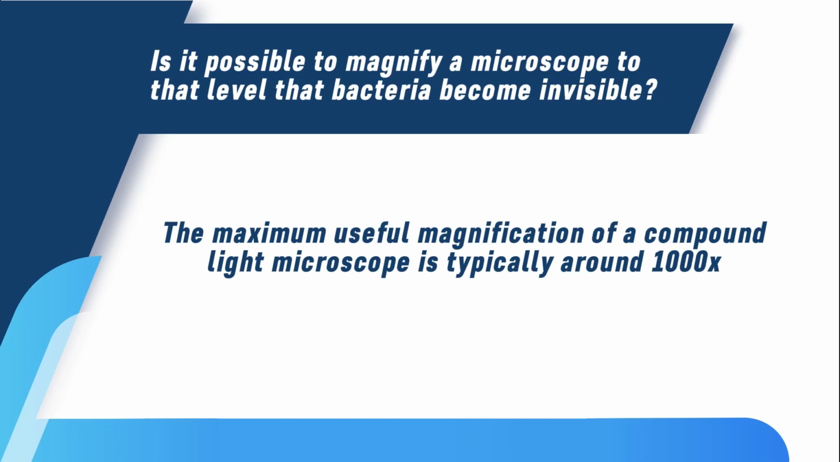To overcome this limitation and observe bacteria at higher magnifications, electron microscopy techniques are employed. Electron microscopes use a beam of electrons instead of light, allowing for much higher magnifications and resolutions. Transmission electron microscopy (TEM) and scanning electron microscopy (SEM) are commonly used to visualize bacteria and other microscopic structures at extremely high magnifications.